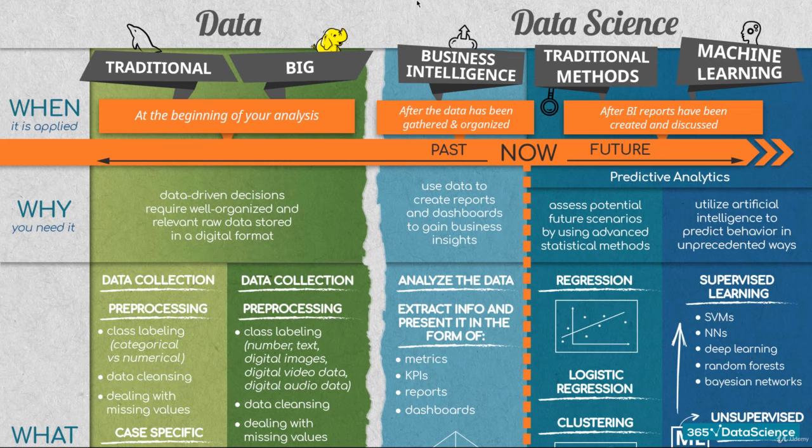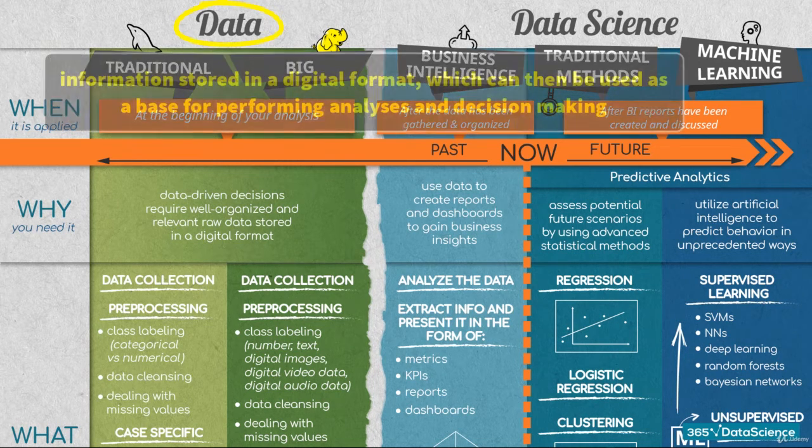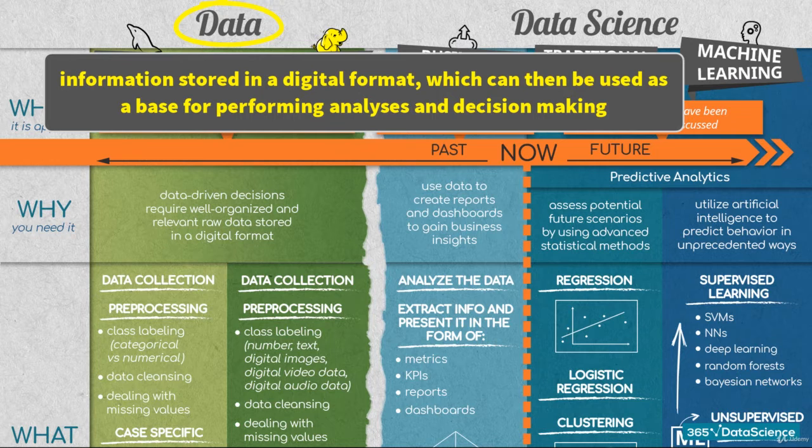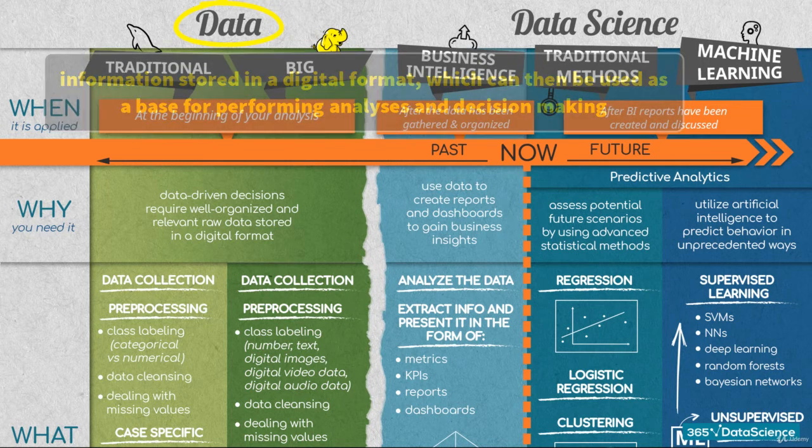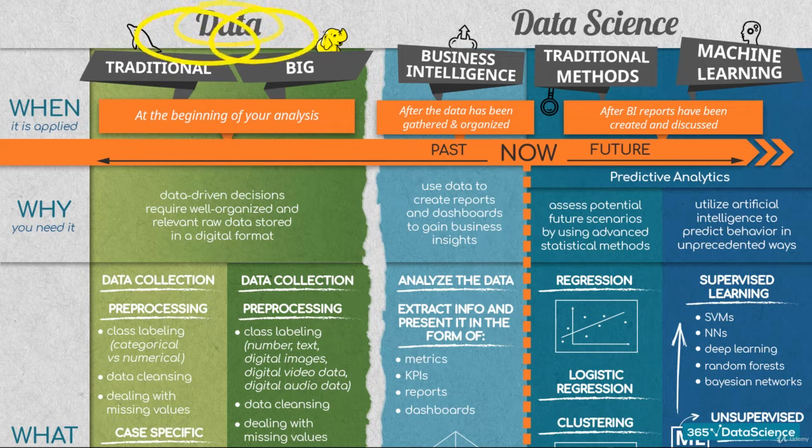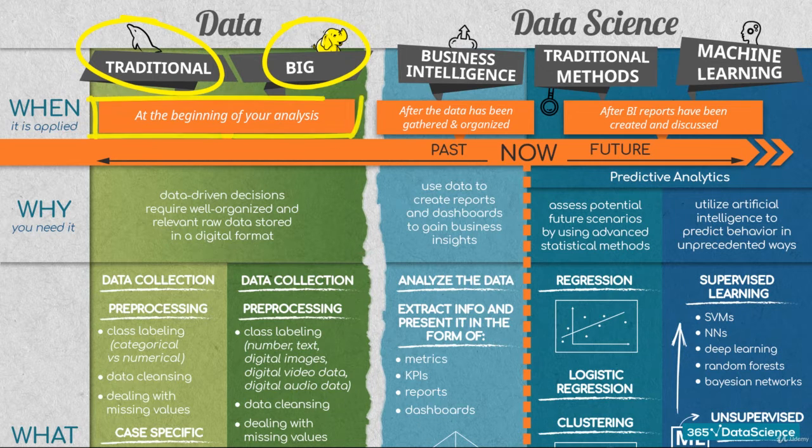In regard to business and computing, data is defined as information stored in a digital format, which can then be used as a base for performing analyses and decision-making. As you can see, there are two types of data: traditional data and big data. Dealing with data is the first step when solving business problems or researching, so it's important to know what you're looking at.